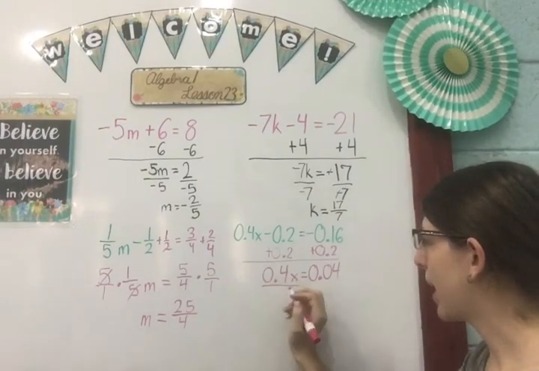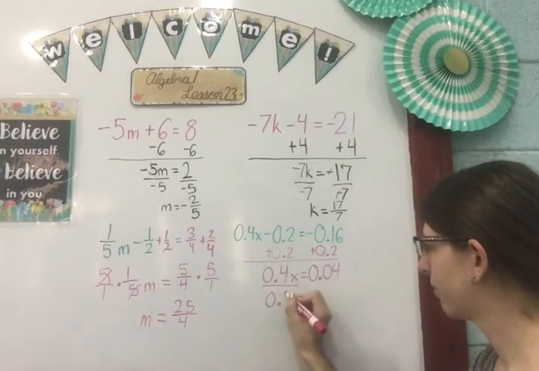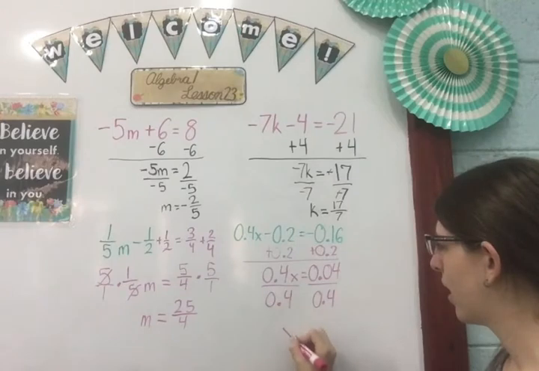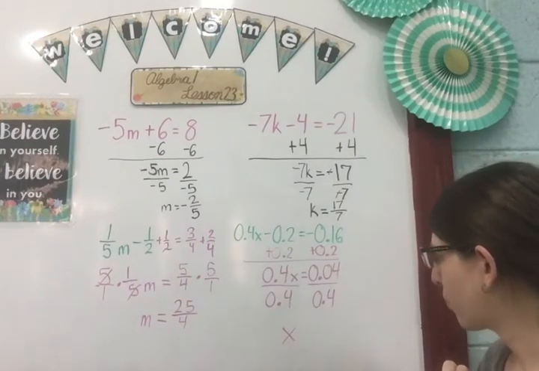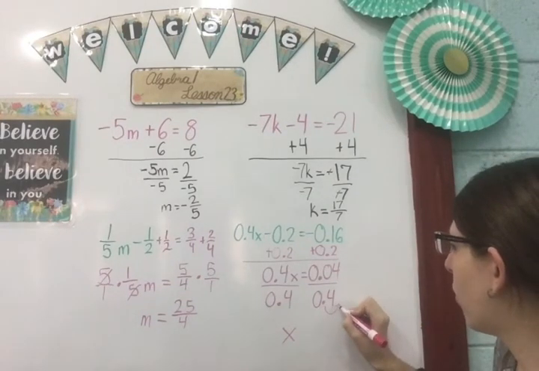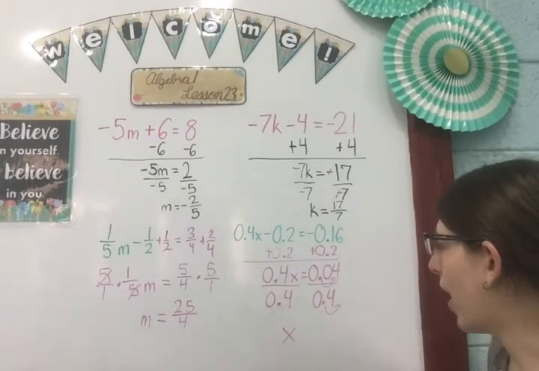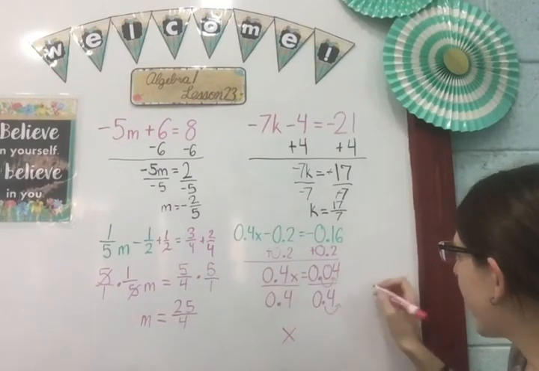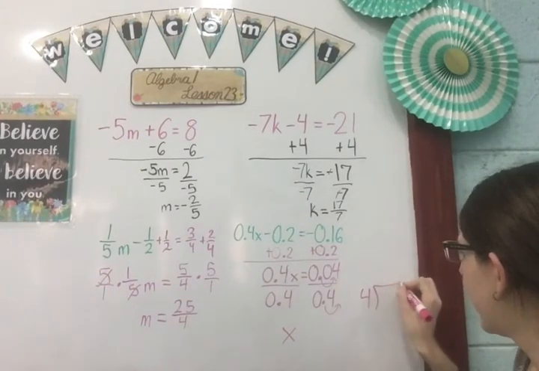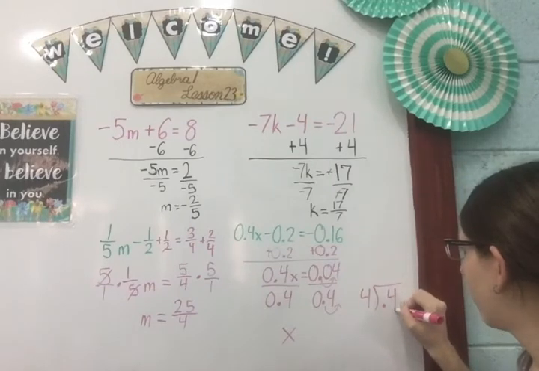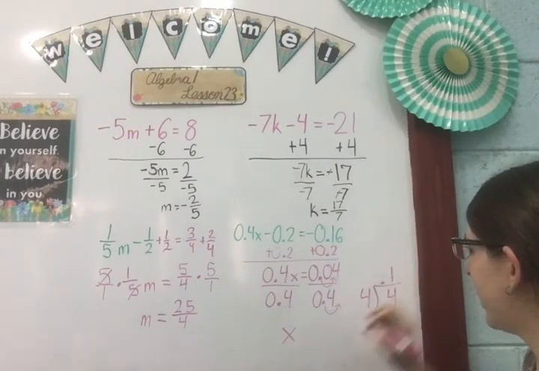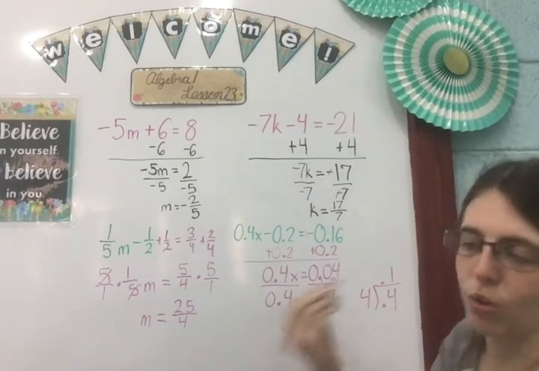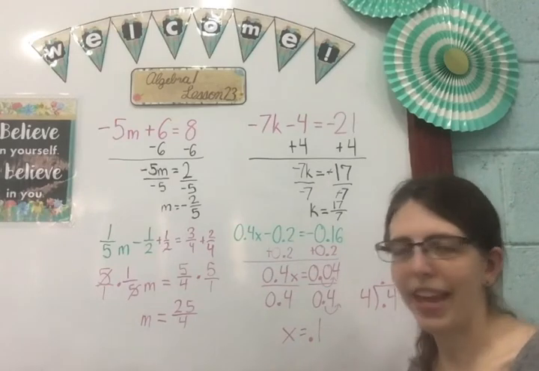We divide by 0.4. So x equals, well, we move our decimal point over 1. Move our decimal point over 1. Because when you divide, you can't divide by decimal points. You have to move them over. So we get 4 into 0.4, which is 0.1. So x equals 0.1 would be the answer, okay?